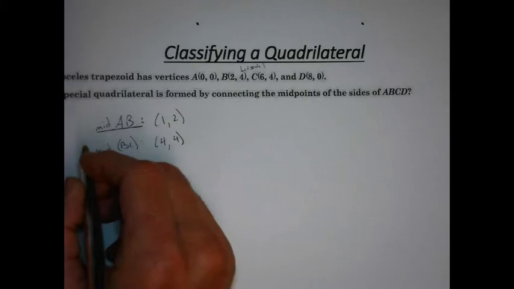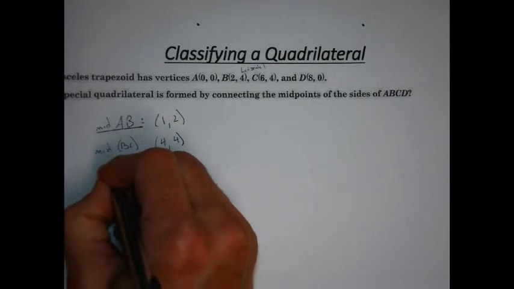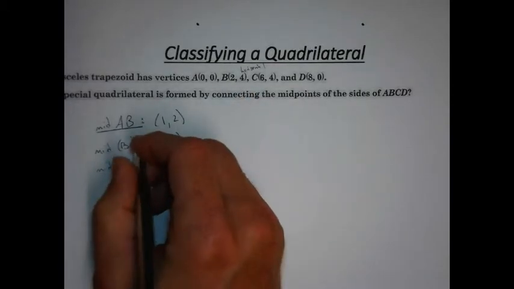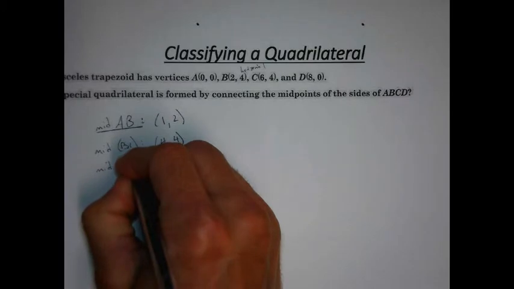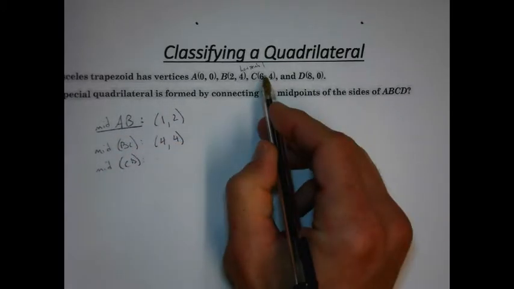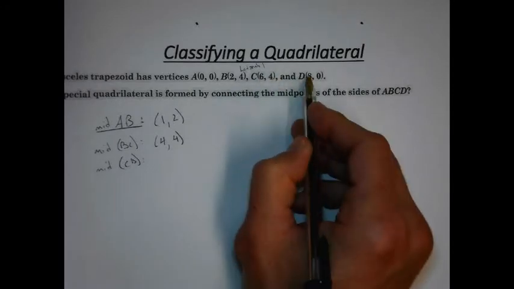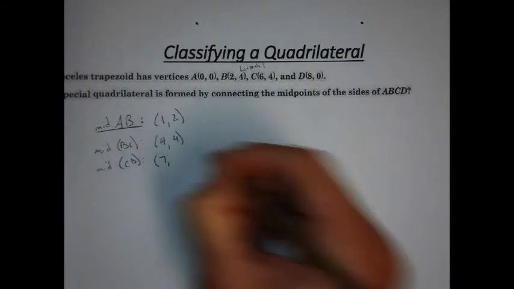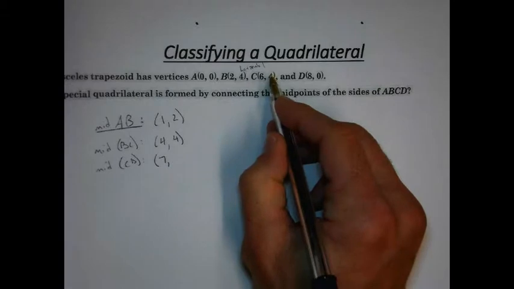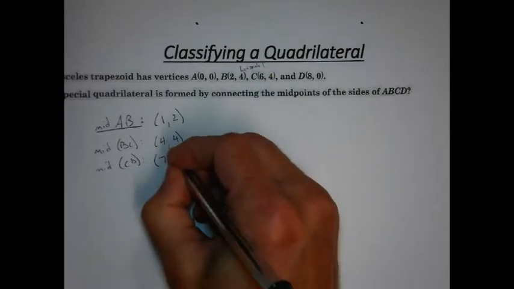What about the midpoint from C to D? The midpoint from C to D now, we have from 6 to 8. 6 and 8 is 14. Divide that by 2 is 7. The average x is 7. And the average y from 4 to 0 is 2. So we have our midpoint there.